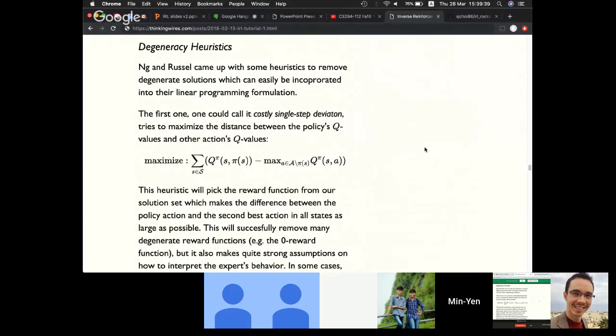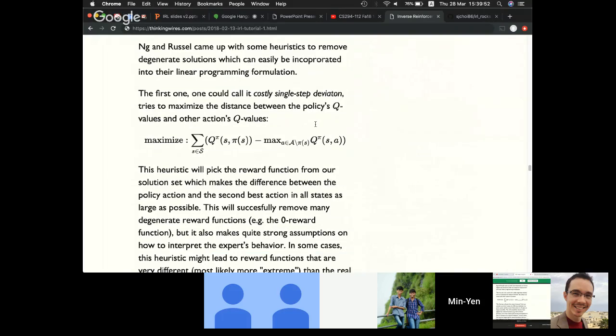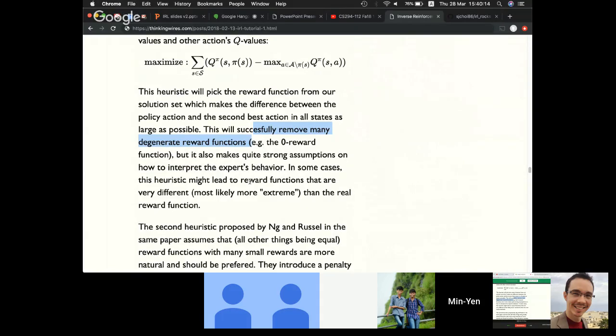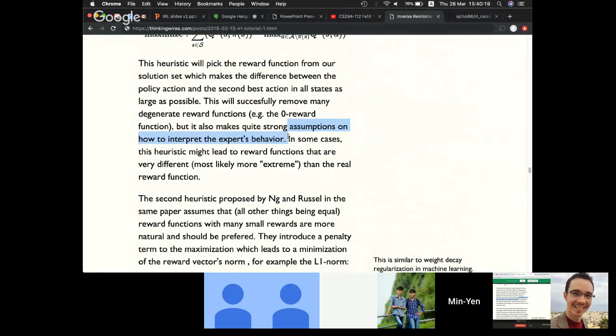So in the paper by Ng and Russell, they came up with some heuristics to do this. I don't think Sergey covered this paper in depth in the lecture, right? So let's see, pick the reward function from our solution set which makes the difference between as large as possible. So this is again like max margin, right? Just try to separate things out as much as possible. This will successfully remove many of the degenerate reward functions, but it also makes a very strong assumption on the expert's behavior, right?